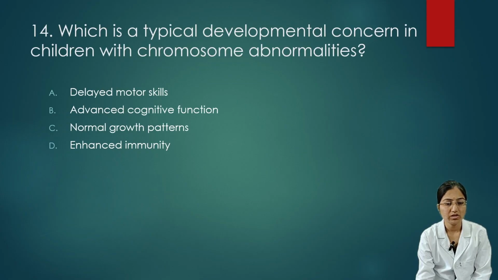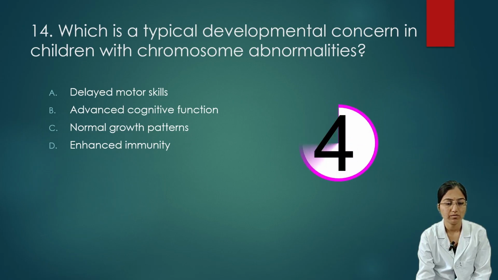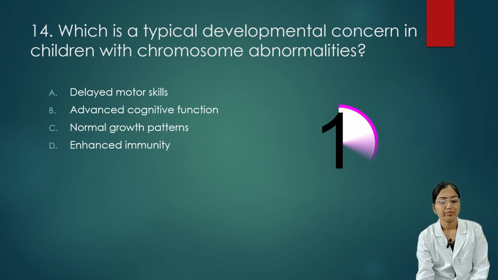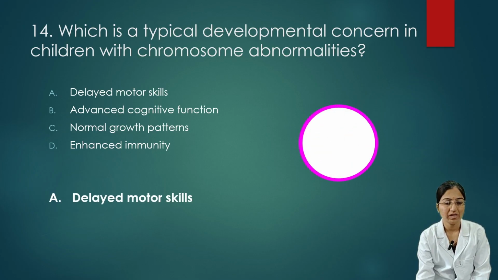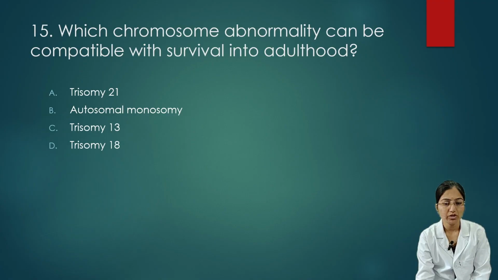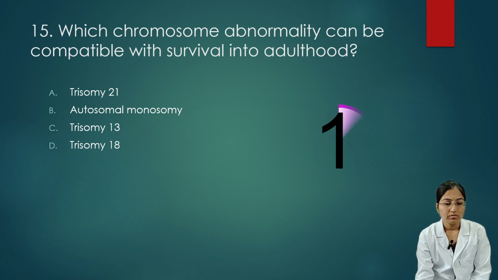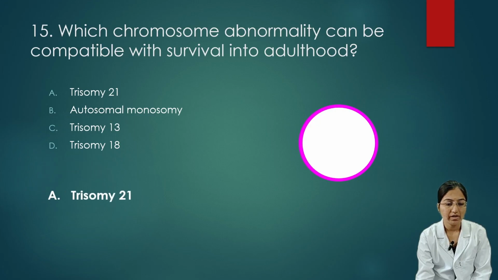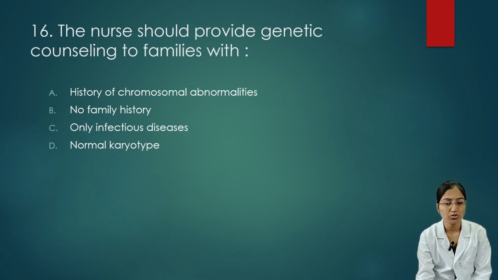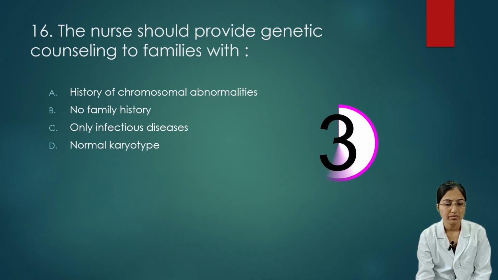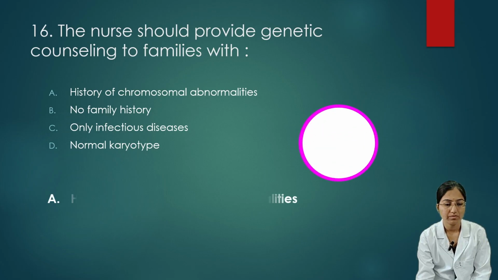Next question. Which is a typical developmental concern in children with chromosome abnormalities? Right option is delayed motor skills. Next question. Which chromosome abnormality can be compatible with survival into adulthood? Trisomy 21. Next question. The nurse should provide genetic counseling to families with history of chromosomal abnormalities.